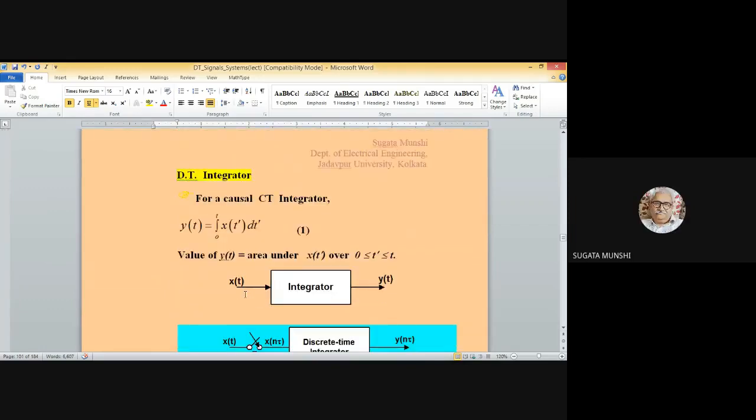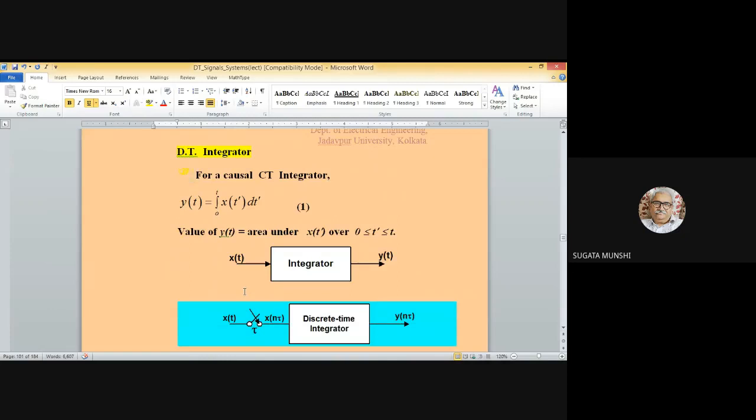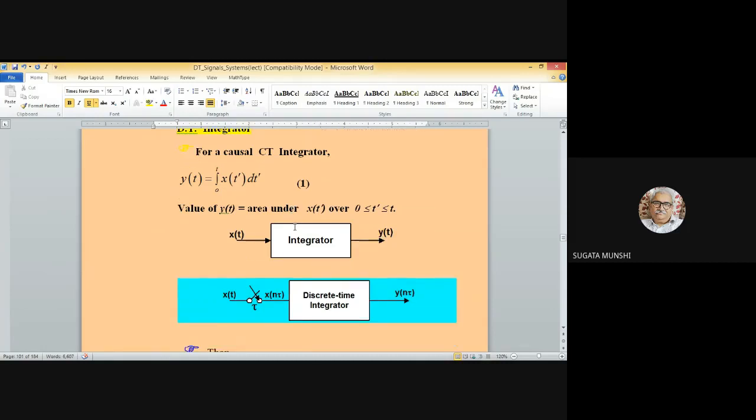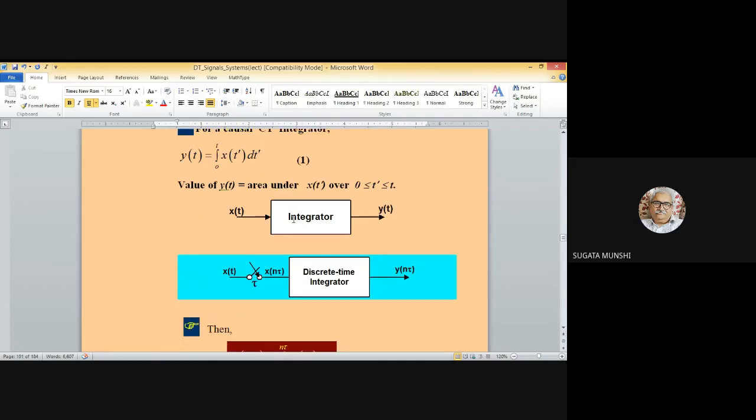Now consider a discrete time integrator. Recall that for a causal continuous time integrator, this is the expression. So at every instant t, the output of this continuous time integrator is the area covered by the input signal from 0 to the current instant. Now, if you want to perform this integration digitally or using a discrete time integrator, then the first task will be to sample this analog signal x(t). So that is the sampler.